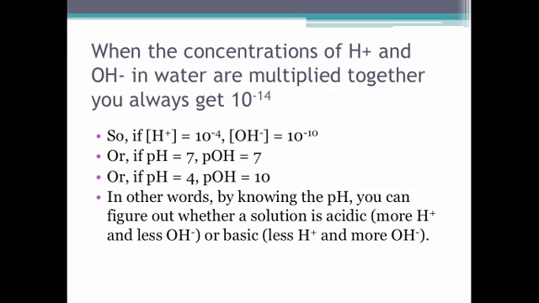If the pH is 4, then the pOH is 10, but that's telling you that you've got 10 to the minus 4 hydrogen ions. You've only got 10 to the minus 10 hydroxide ions, so you've got more hydrogen ions than hydroxide ions, so it's acidic. So in other words, any pH value less than 7 means that it's acidic. And of course, conversely, any pH value greater than 7 is going to tell you that the solution is basic.